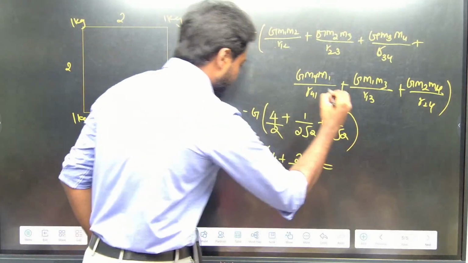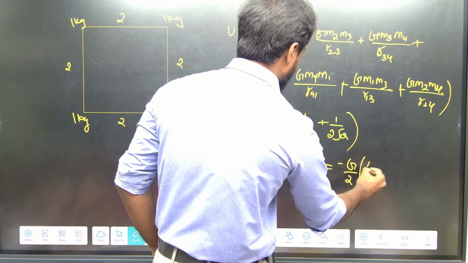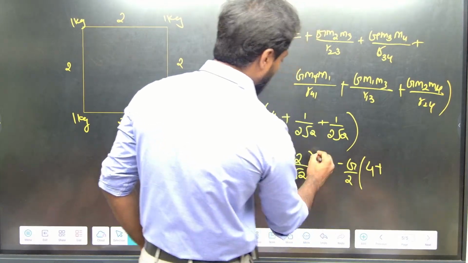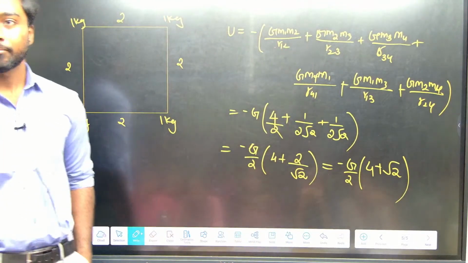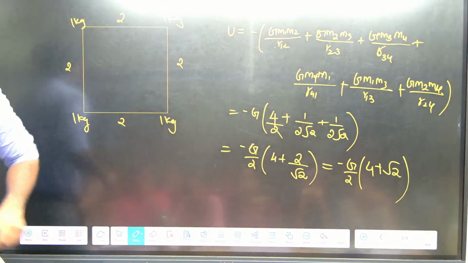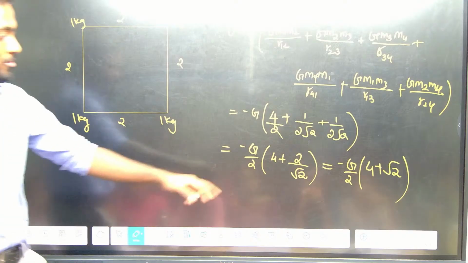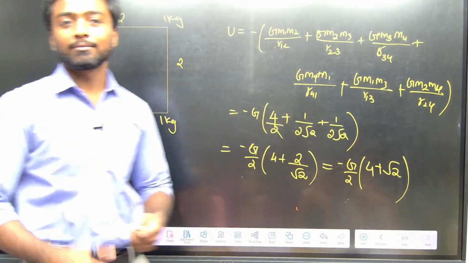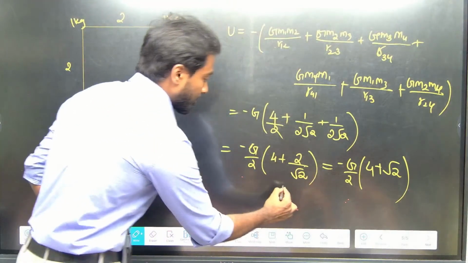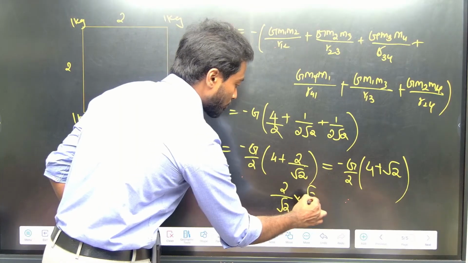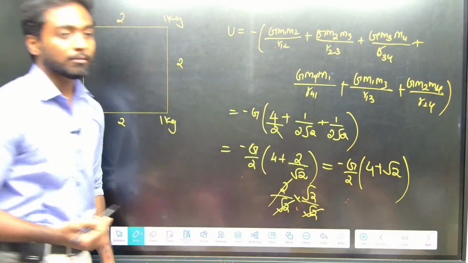So I can rewrite this as minus G by 2 into 4 plus root 2 into root 2 by root 2. Either this one or this one, any one. This one I have done 2 by root 2 into root 2 by root 2. So root 2 and 2 will get cancelled, only root 2 will be there.